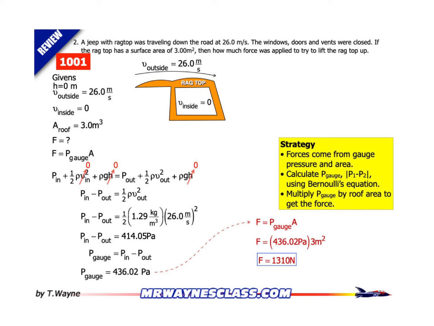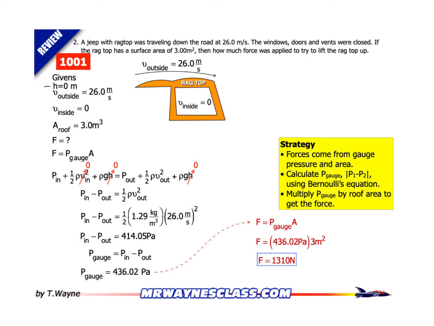A ragtop is a roof that used to be cloth-like, but now it's a little less cloth. It's flexible, so it can bulge and flex up and down in the air. So what am I given? Well, first off, I'm thinking about the thickness of the ragtop itself. It's so thin, I'm not even going to consider the height of it. So I'm going to call the height 0 for this one.